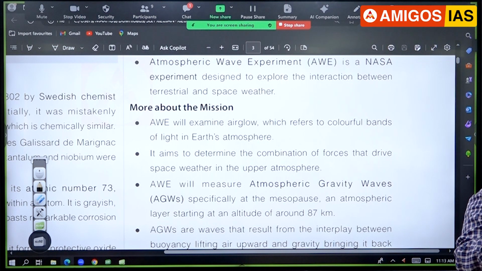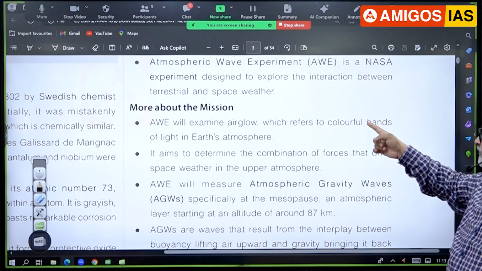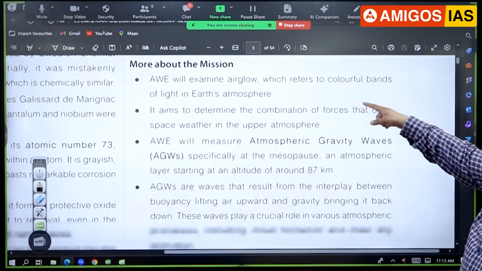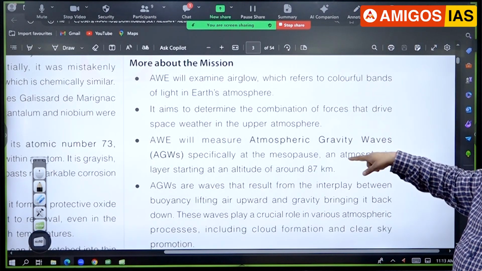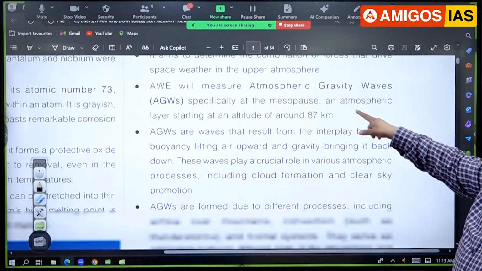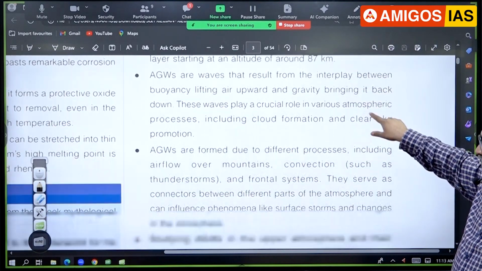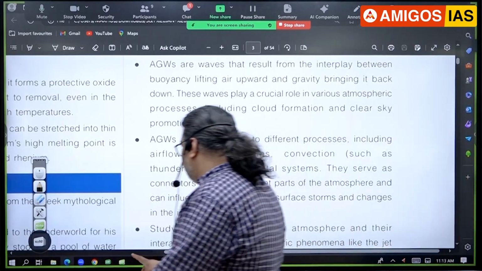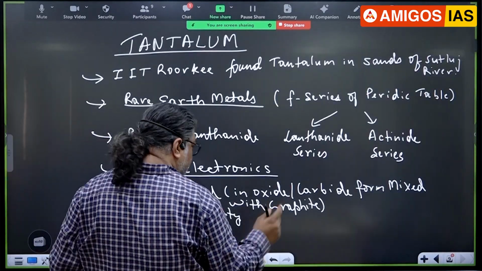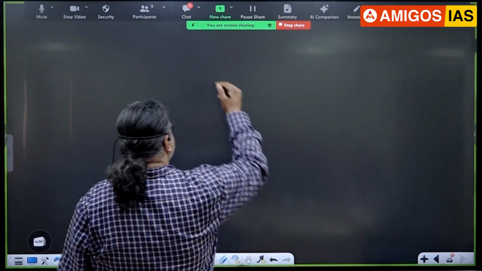To study this one, there is an experiment called AWE. There is a NASA experiment called atmospheric wave experiment. That is colorful bands of light in Earth's atmosphere, and that is because of the atmospheric gravity waves that they have done there. So let me just give you the main part of it. Let's understand here. What do you have to keep in mind here?